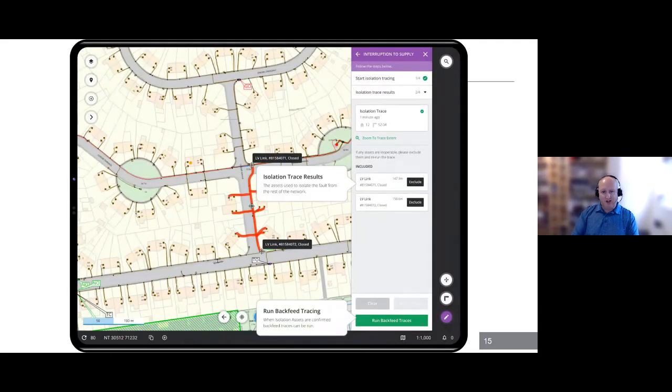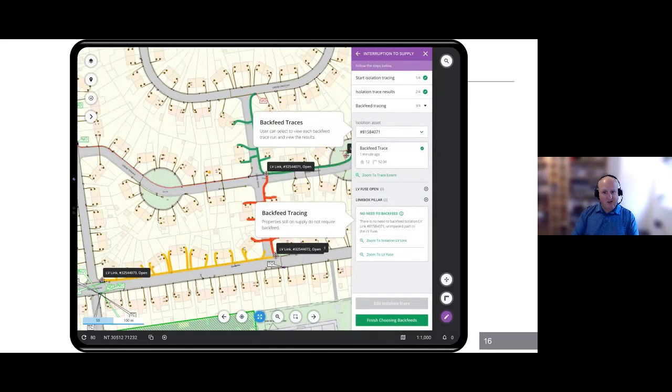So Geofield has run a trace out and identified the LV links that are directly connected to that section of the network. At the moment, there are options to exclude those isolation points. The scenario doesn't show that, but that would be if, say, a vehicle had parked on the link box and you couldn't actually take the cover off it, so you had no access. But under the scenario, we will assume that those are potential isolation points. The field engineer would then go in, open the links, and take that fault section off the network. We would then run a backfeed trace. Next slide.